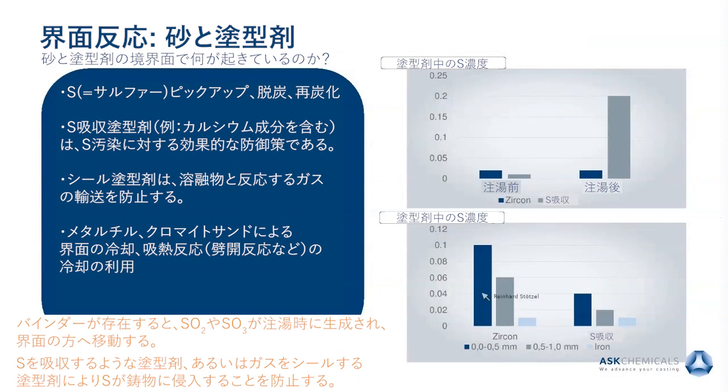In the rim zone, as you can see here, this is a straight Zircon coating, but if we implement some sulfur absorbing components like a scavenger, the sulfur does not enter into the melt anymore. The other possibility is, of course, if we apply a sealing coating on the sand, the transport of the gases is, let's say, reduced, and there's also no possibility that these reactions can happen.